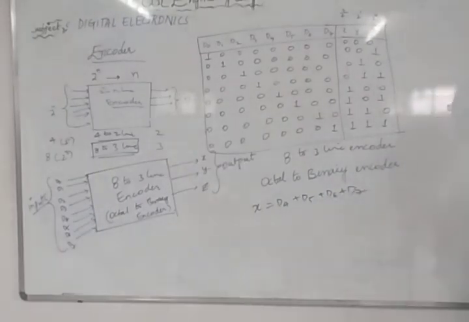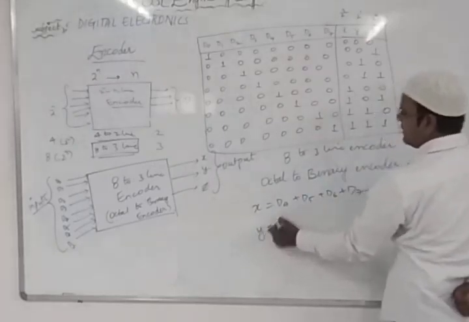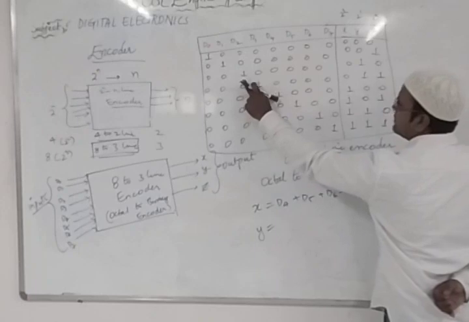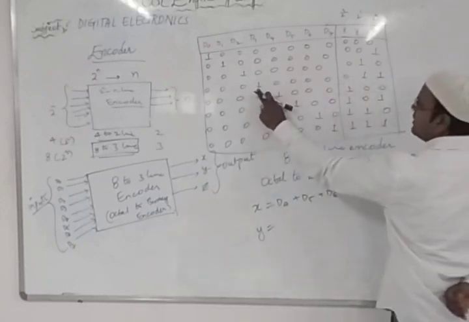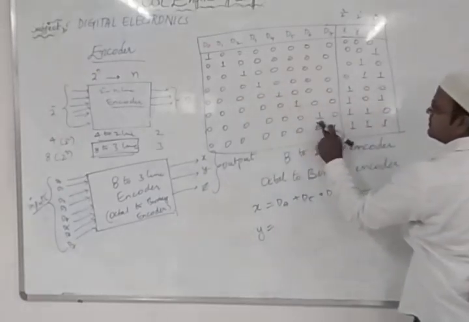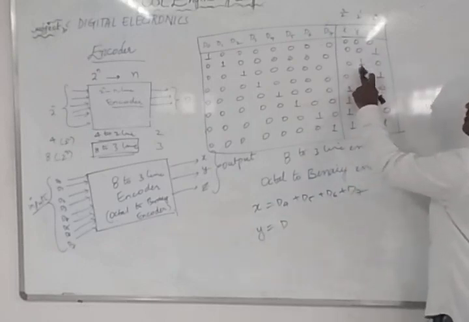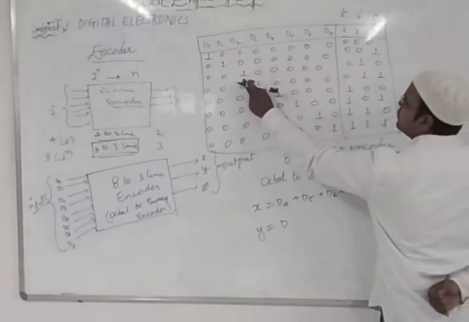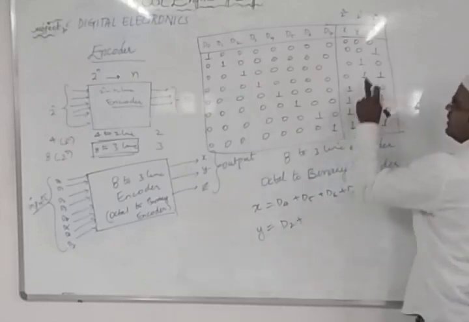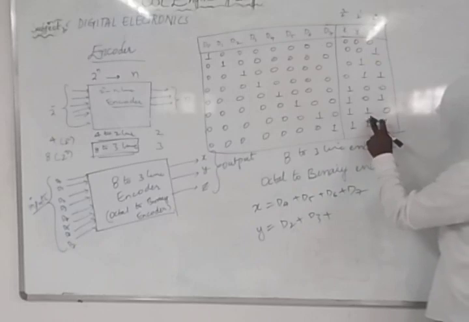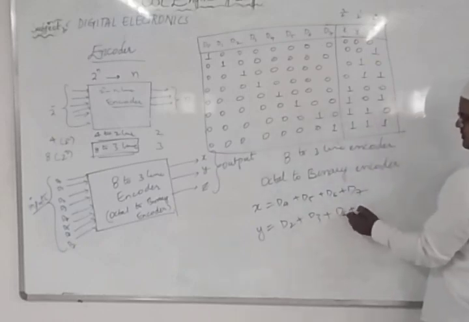This is the X output. Similarly for writing the Y, what can I write for this Y? Y is high for D2, D3, D6 and D7. So what is the value I can write for this? I can write D2 plus D3 plus D6 plus D7.